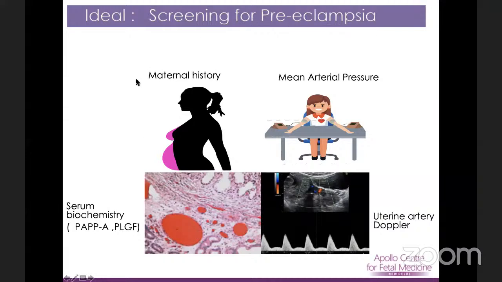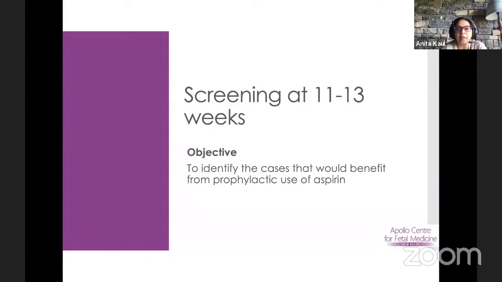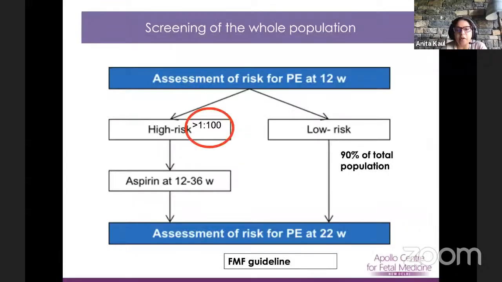But what we realized is that it's not enough to do just maternal history, or just measure the blood pressure, or just look at the PLGF, or just measure the uterine artery Doppler. What is important really, if you want to get the absolute best result, is for you to do everything. And therefore, why it needs to be done at 11 to 13 weeks is because you can identify these cases who would benefit from aspirin.